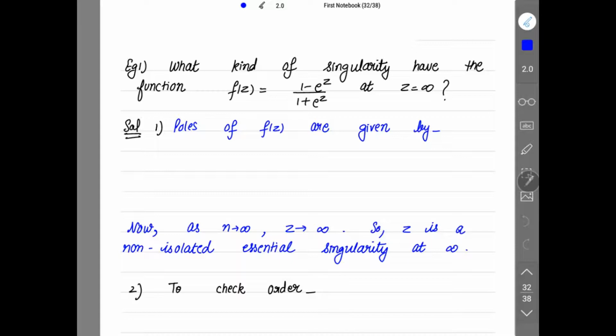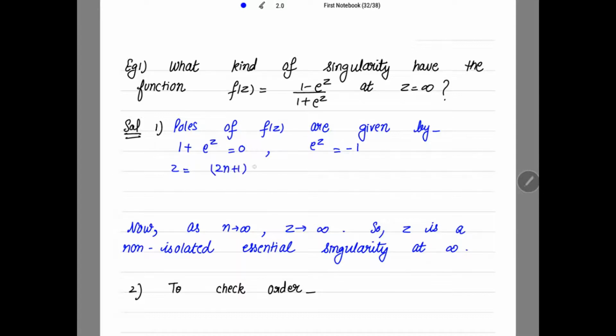So first of all, I am finding the poles. The poles of f(z) are given by taking the denominator equal to 0. So this is 1 plus e^z equal to 0. From here, I get e^z equal to minus 1. And just now in the remark we have read that whenever e^z equal to minus 1, z is, yes, for odd powers, (2n plus 1)πi. So z equal to (2n plus 1)πi, these are my poles, the sequence of poles, for all n belonging to the integers.